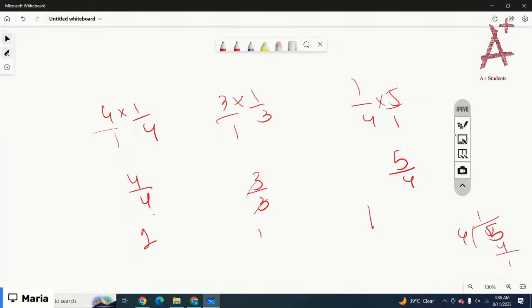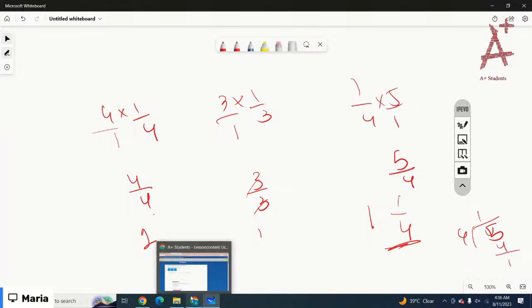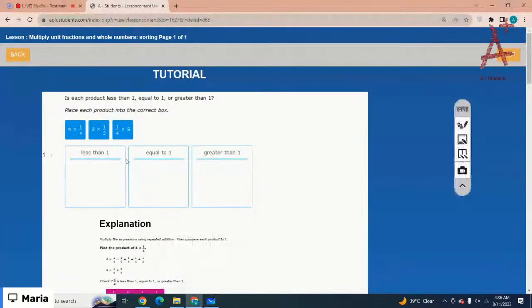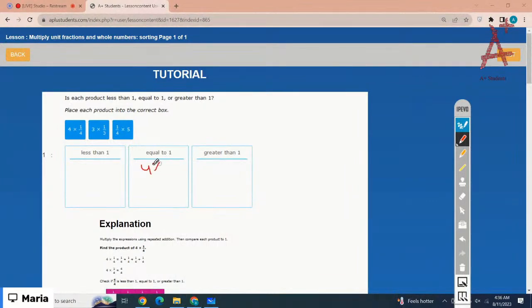You get 1 whole 1 over 4. That means this is greater than 1. You have 1 whole and 1 by 4, right? And these two are equal to 1, right? So just put them in the equal to 1 portion, that is 4 times 1 over 4 and 3 times 1 over 3, and the greater than 1 is 5 times 1 over 4, right? Let's start with the practice questions.